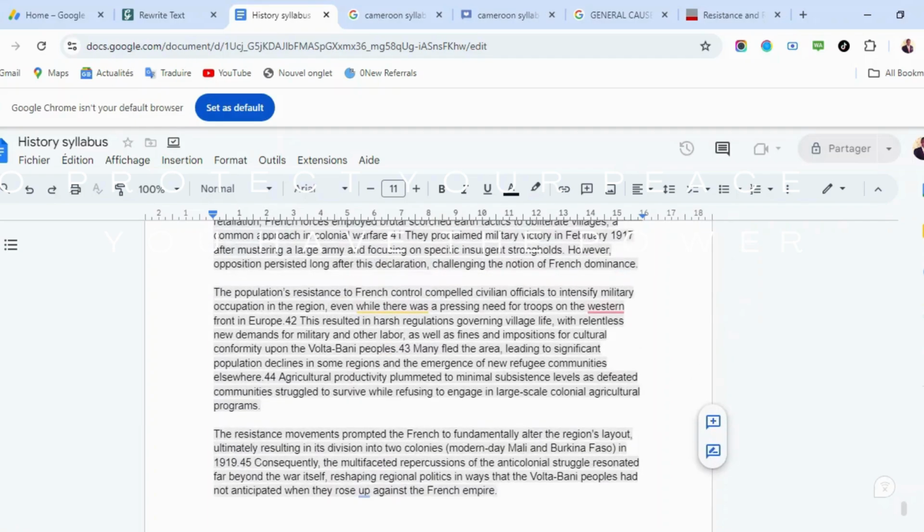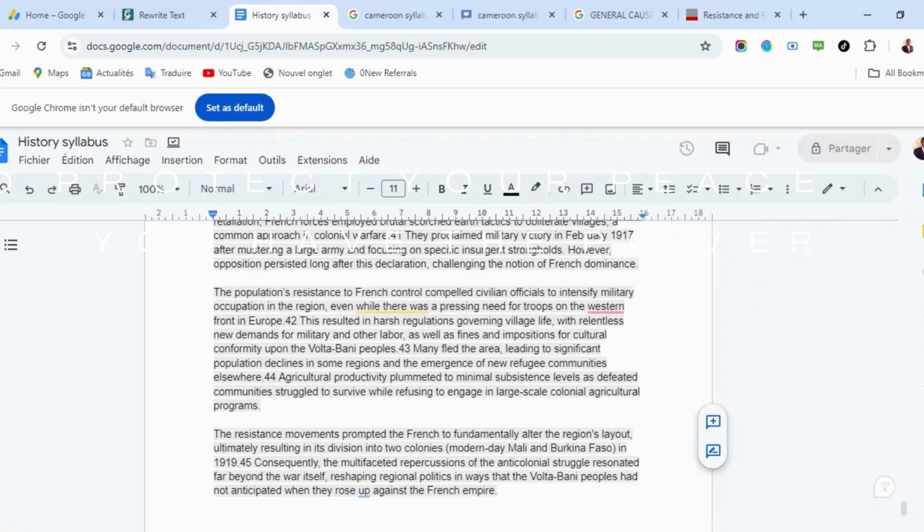The population's resistance to French colonial rule compelled civilian officials to justify military occupation of the region, even while there was a pressing need for troops on the Western Front in Europe. This resulted in harsh regulations governing village life, new demands for military and other labor, as well as fines and impositions for cultural conformity upon the Volta-Bani peoples. Many fled the area, leading to significant population declines in some regions and the emergence of new refugee communities elsewhere.